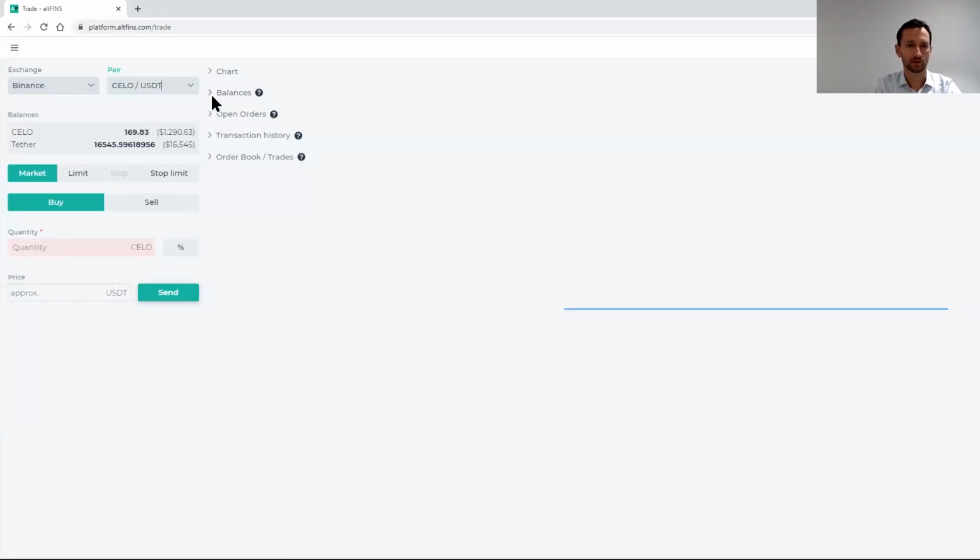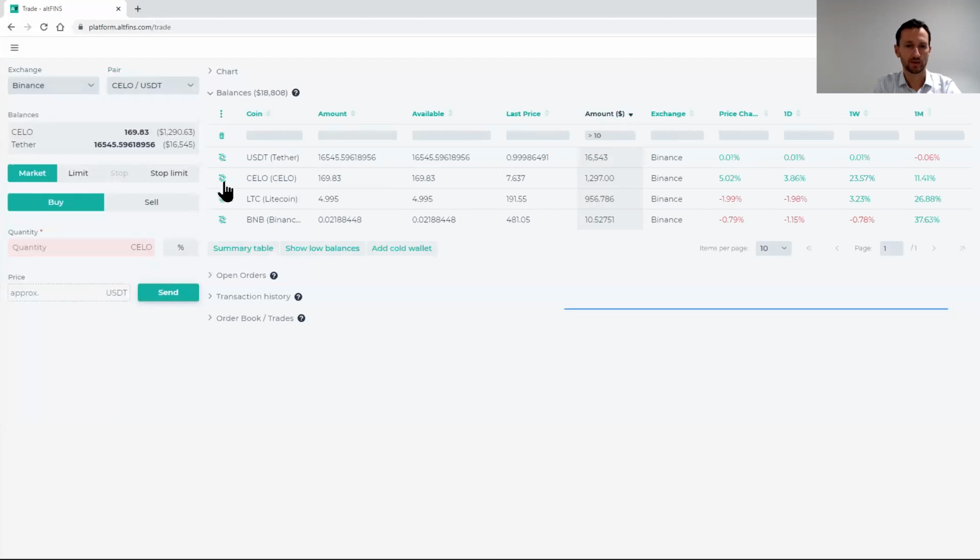Actually, I could have done it directly from my balances. Here, there's a little icon that says you can trade it on Binance. Great. It'll pull up the pair and the appropriate exchange. And again, I have about 170 units of it. So let's just say we want to sell about 85 with the limit.